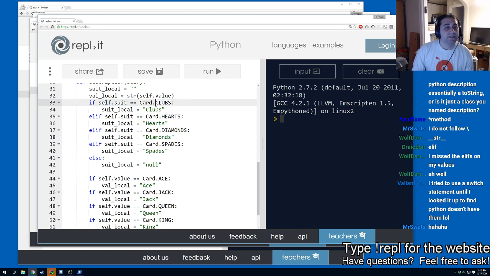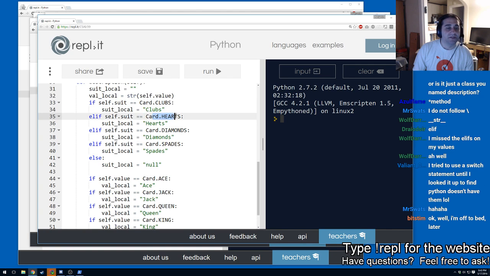So if the suit is clubs, then we do clubs. If the suit is hearts, then we do hearts. If it's diamonds, then we do diamonds. If it's spades, then we do spades.